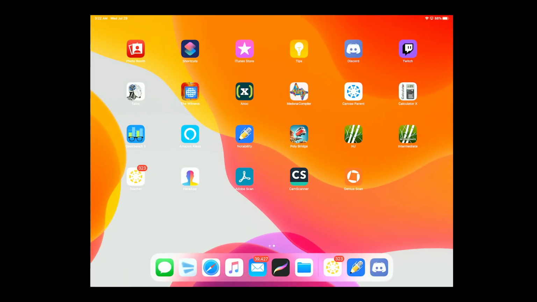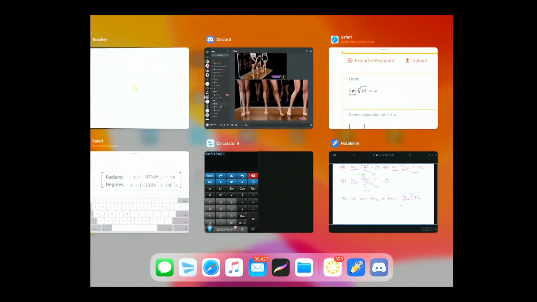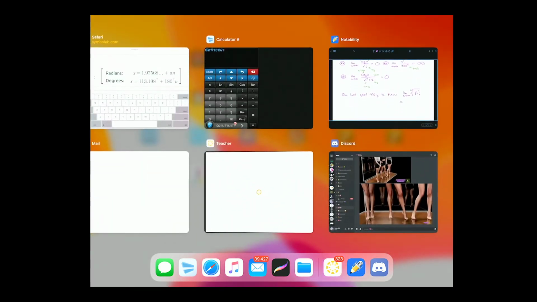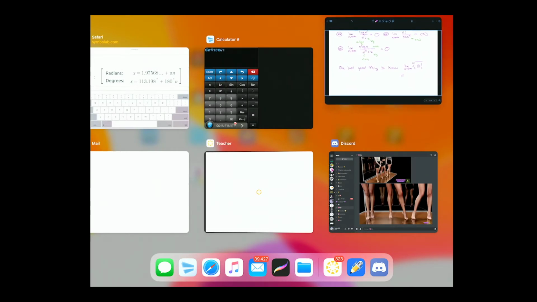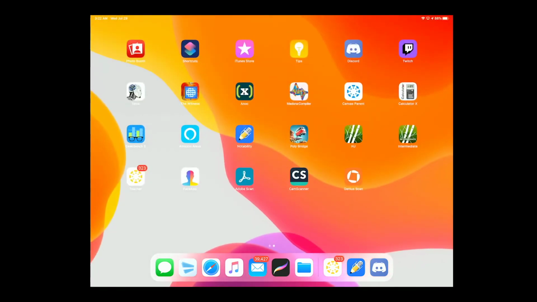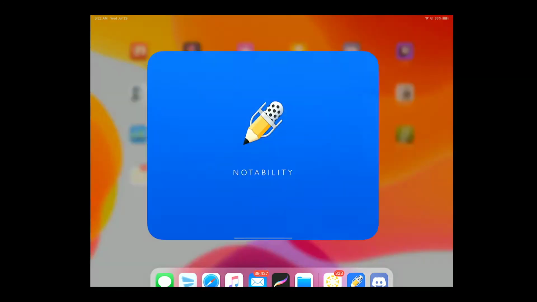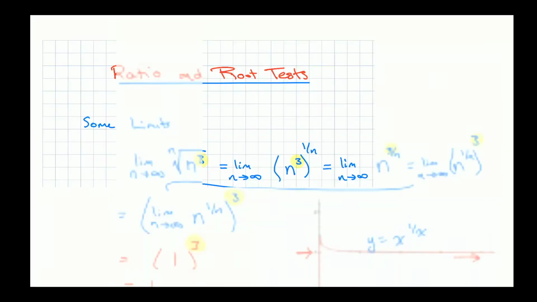So let us, oh, I have to do that again. Close this. Again, don't know what they're up to on Discord there. Looks inappropriate.